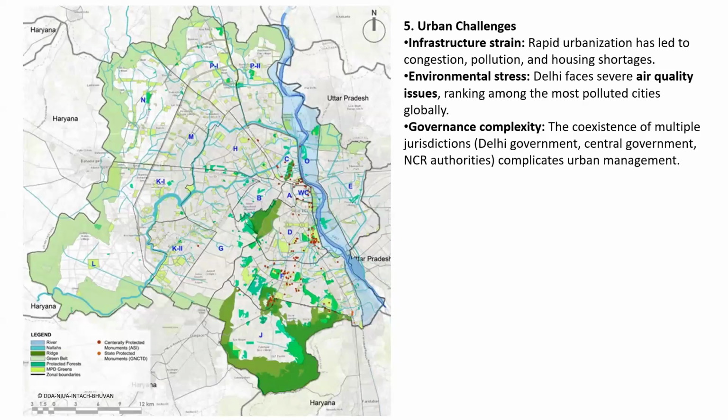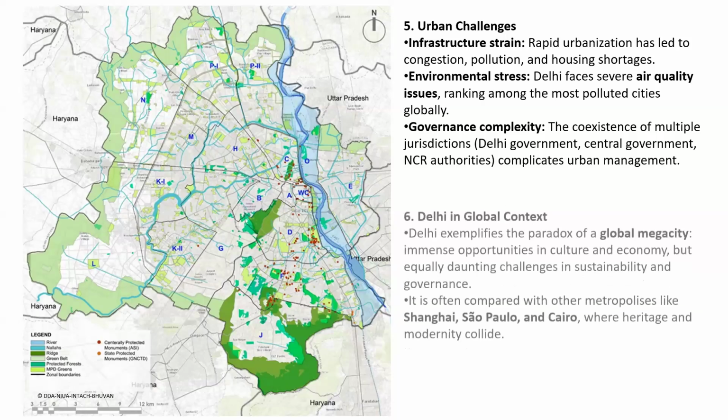So rapid urbanization has led to congestion, pollution, and housing shortages. These are the urban challenges that we are facing in Delhi. And we know that Delhi faces severe air quality issues, ranking among the most polluted cities globally. I'm right now sitting in Delhi, and I can see we are actually using purifiers in every room. Hopefully, it's working. And there is governance complexity, the coexistence of multiple jurisdictions like the Delhi government, central government, and the NCR authorities, that complicates urban management.